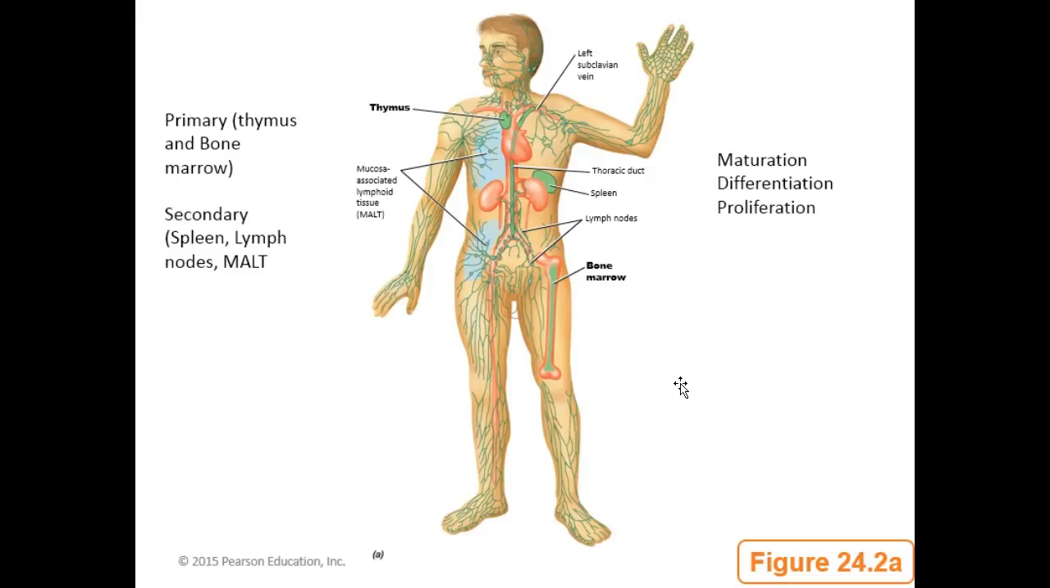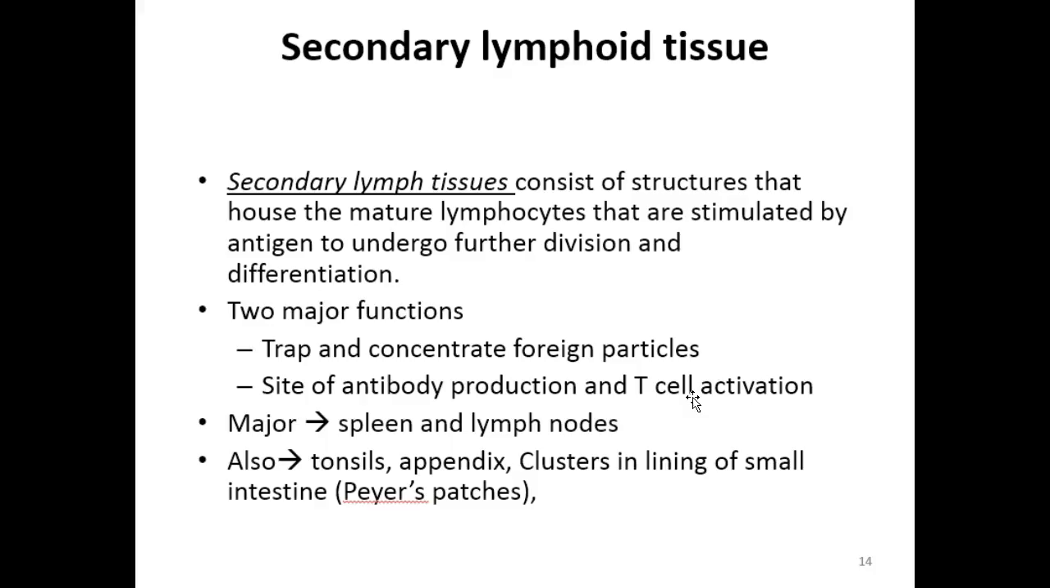The secondary lymphoid tissues consist of structures that house these mature lymphocytes that have been stimulated by antigen to undergo further division and differentiation, such as lymph nodes, spleen, etc. So secondary lymphoid tissues consist of these structures that house the mature lymphocytes that are stimulated for further differentiation.